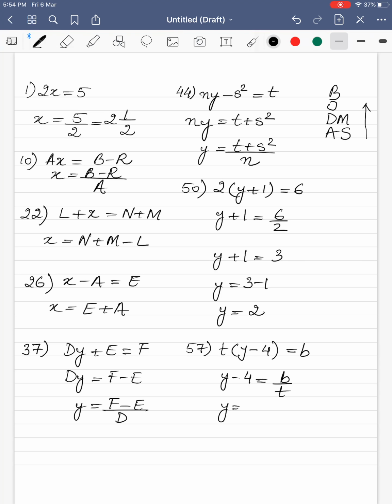Now I can take the negative 4 on the other side, and transposing the negative 4, it becomes positive 4. Now I have already made the subject of formula as y, but I can simplify my answer. I can see that my denominator here is 1. I can multiply it top and bottom by t, as t is my LCM, and now I can rewrite my answer as b plus 4t divided by t.